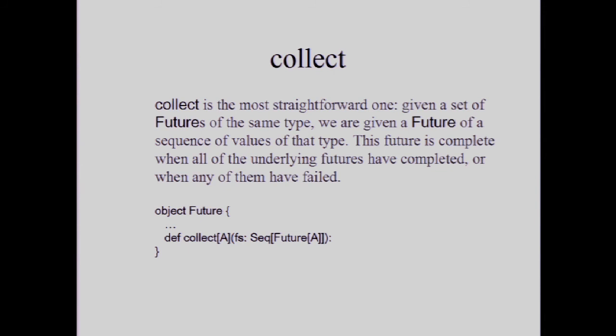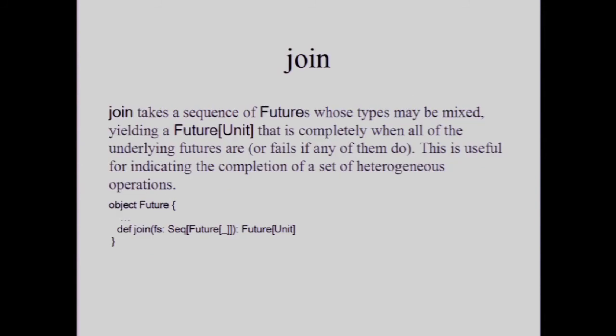So, okay, a join is basically the same thing, but when you're doing a join, they can be mixed types. They don't have to be the same type of future. You can have futures that have different signatures, different return types, whatever. So it's basically the same thing.